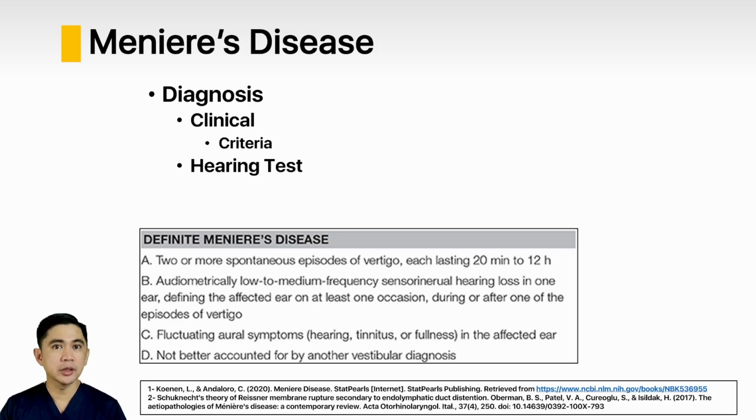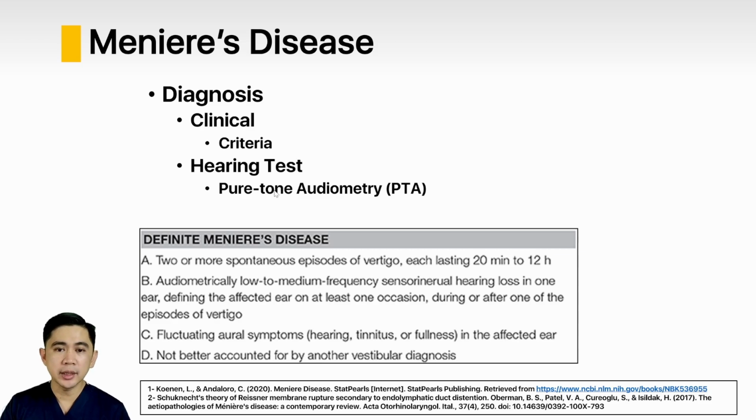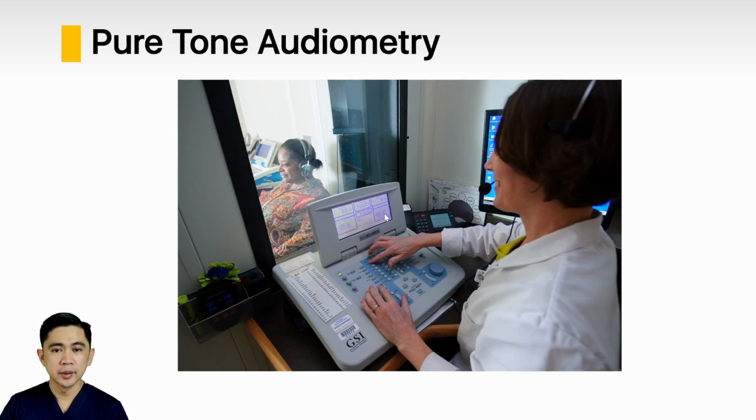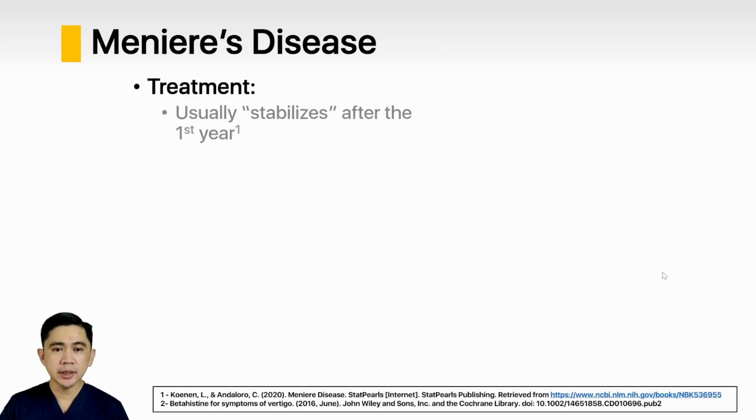Crucial to the diagnosis of Meniere's disease is the hearing test. As again, it is stated here in letter B that there must be a documentation of hearing loss. And the hearing test that we use is a pure tone audiometry. A pure tone audiometry testing looks like this one. A patient wears a headphone on the other side of the booth, and the audiologist will record the hearing through this audiometer. Treatment of Meniere's disease.